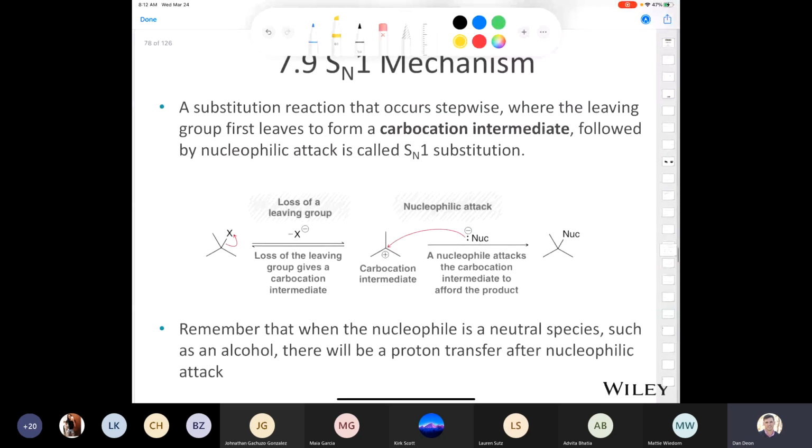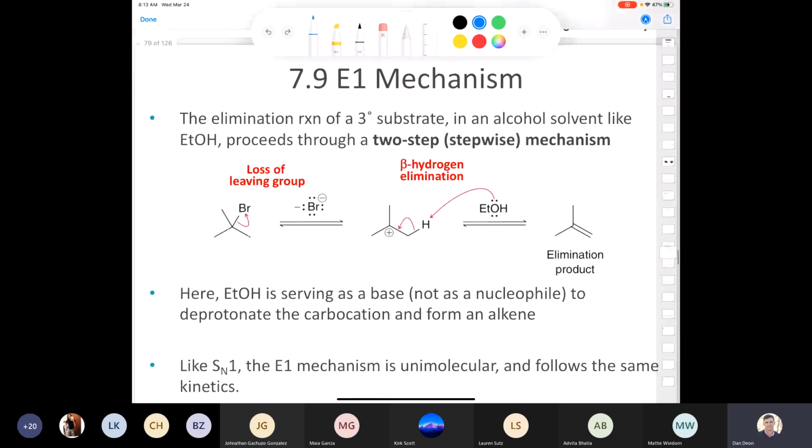It's covered up by my pencils here. But anyhow, the substitution reaction occurs stepwise. We form the carbocation intermediate. Remember that this is the rate determining step, right? You notice that it's in equilibrium, okay? And then we get a nucleophilic attack like that. Now, if the nucleophile is a neutral species, like the alcohol ethanol, then you have to have a proton transfer at the end, but that's not always going to be the case.